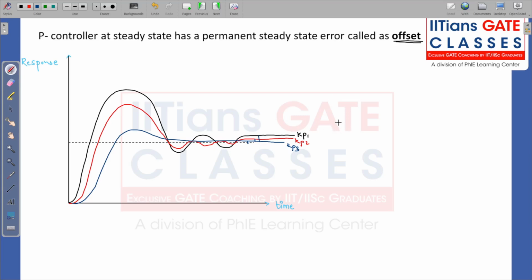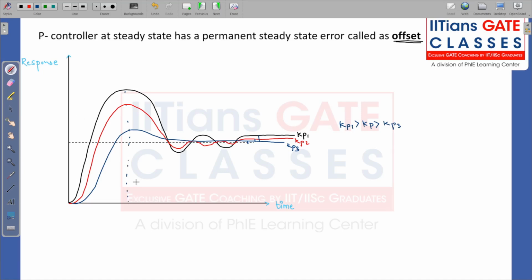Now you can tell me also that Kp1 will be greater than Kp2, which will be greater than Kp3. Why? Because you can see the control action of Kp1 is more for the same amount of error. See, I have kept the error the same in all three cases.